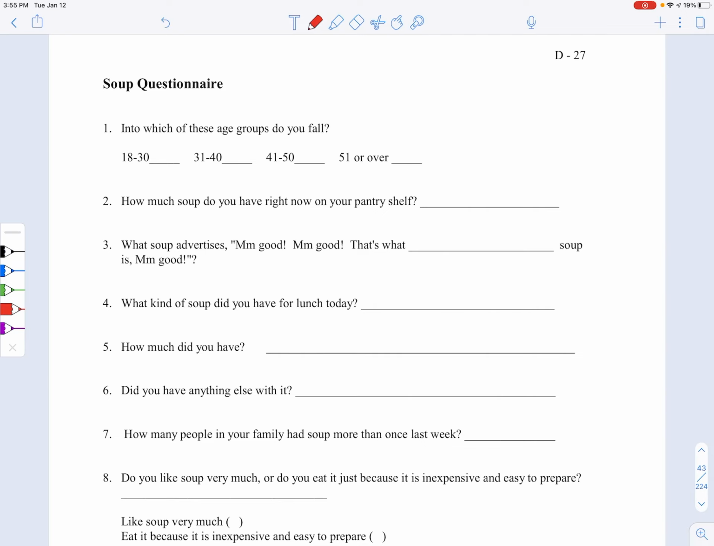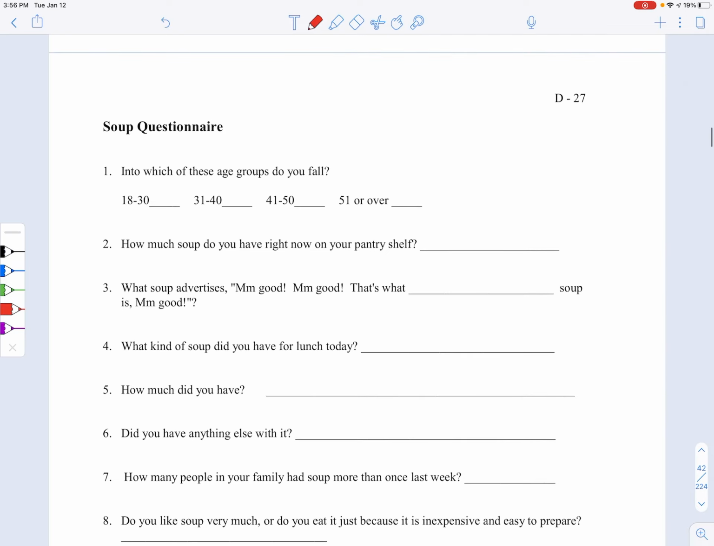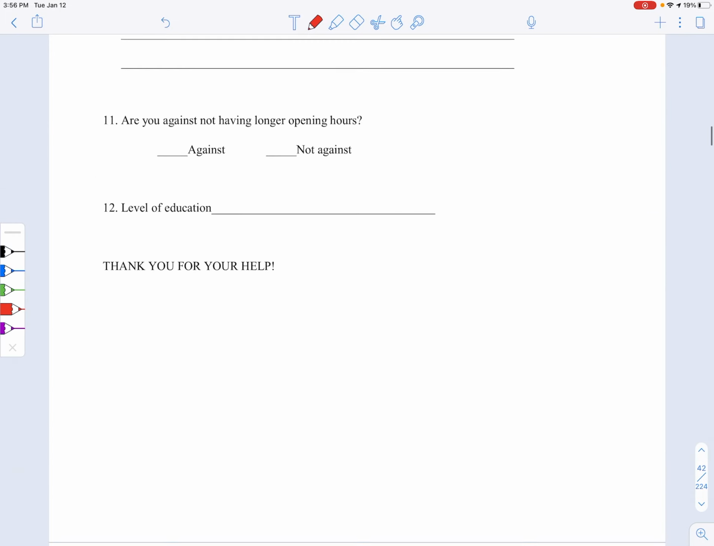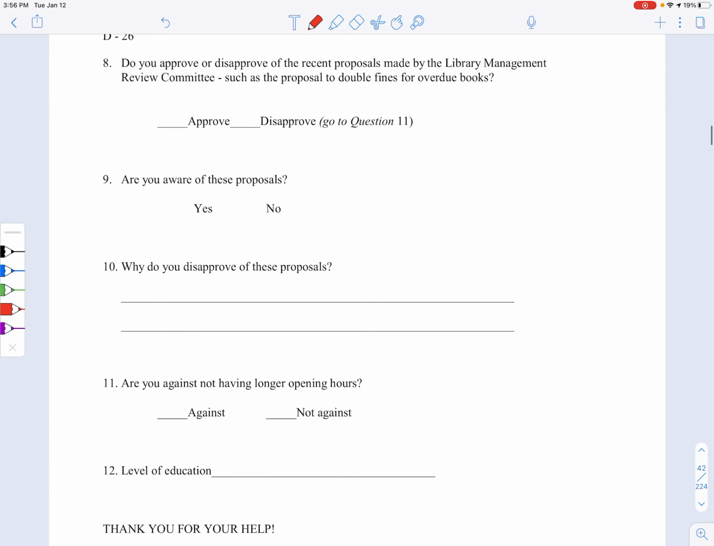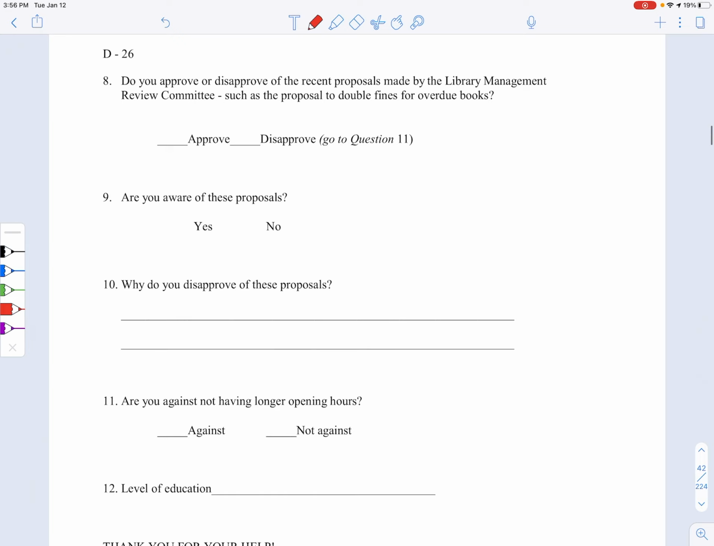And then finally we've got number 12, which is confusing skip patterns. So we've got page 26, number 8, which is up here. Do you approve or disapprove of the recent proposals made by the Library Management Review Committee, such as the proposal to double fines for overdue library books? If you disapprove, go to question 11. And question 11 has nothing to do with it. It should have been skipped to question number 10, or branched to question number 10.